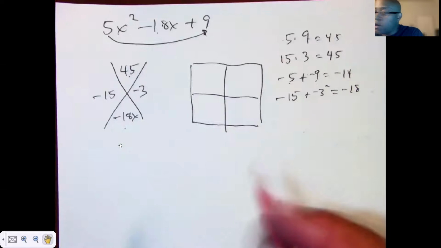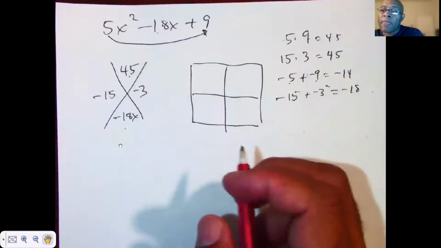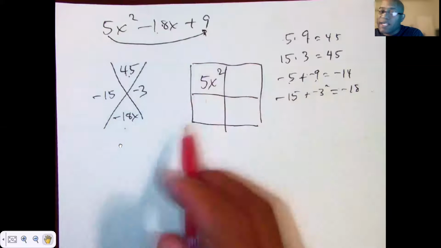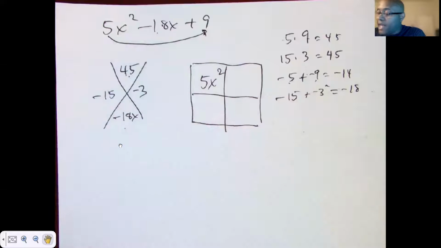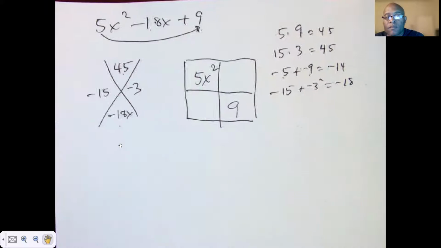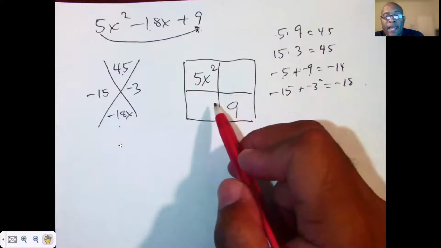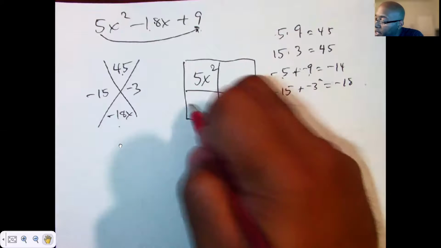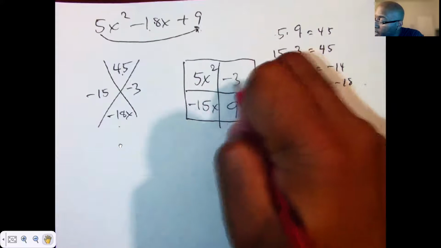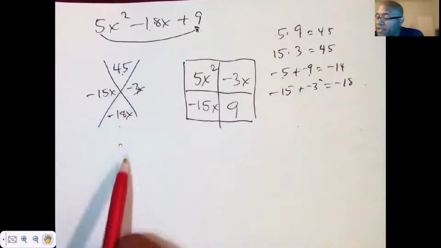So now let's talk about how we're going to factor them. Well, this is what I know. I know 5x squared is here, and that 9 is right here. So that means that negative 15x is here, and negative 3x is here, because these two terms give me this term.